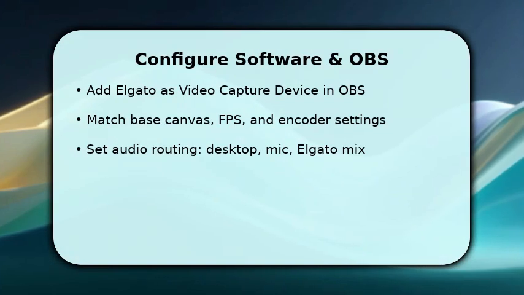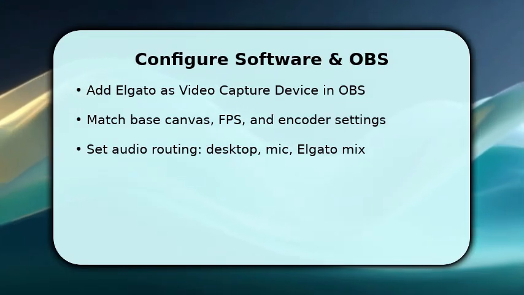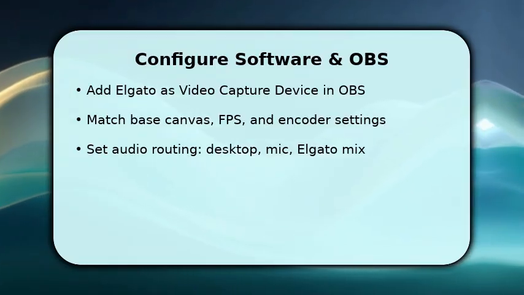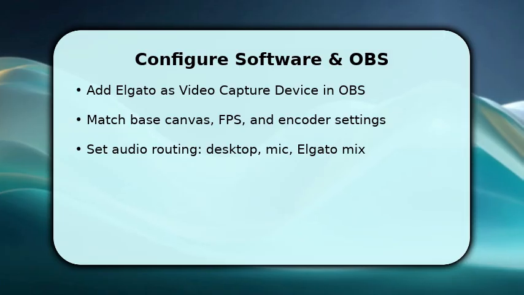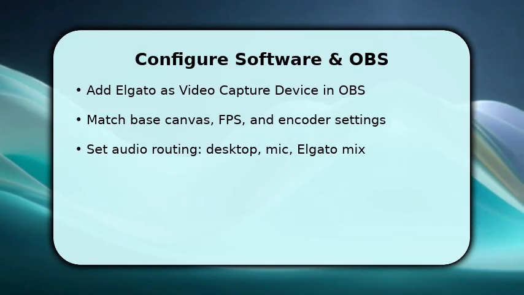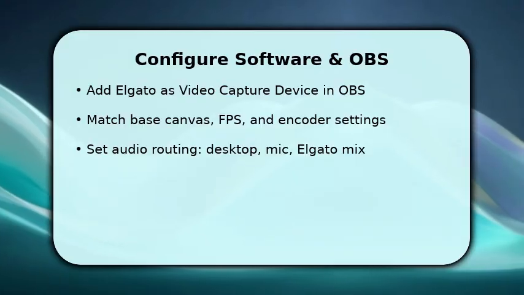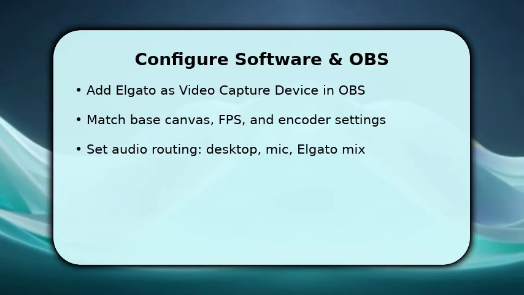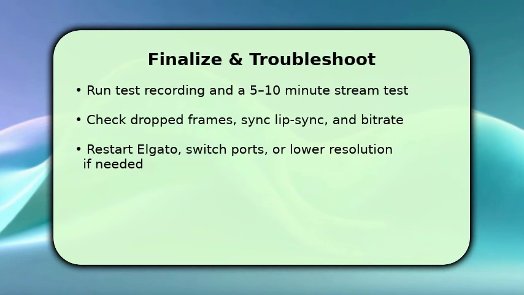You now configure streaming software to make the Elgato feed reliable. In OBS, add the Elgato as a video capture device and choose the highest compatible resolution. Match your base canvas and FPS so scaling is clean. Next, pick an encoder, hardware for lower CPU or software for quality, and set bitrate based on upload speed. Then route audio. Enable Elgato's audio in OBS, add your mic, and monitor levels so the mix sounds balanced when you go live.